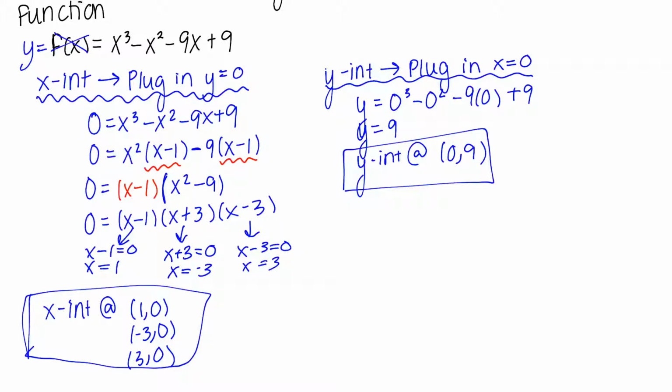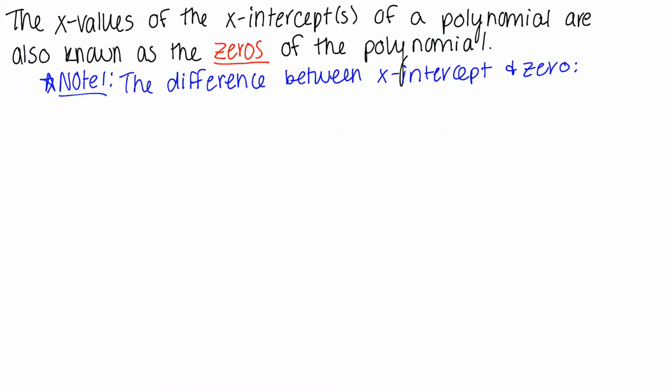Okay. So those are the x and y intercepts of a graph. We're going to go ahead and expand on that idea now. So let me go ahead and introduce to you a new but similar idea, the idea of a 0. So the x values of the x-intercepts of a polynomial are known as the zeros of a polynomial. So I want to make note of the difference between an x-intercept and a 0 because they are different, although Alex treats them as if the words are interchangeable, and sometimes I treat them as if the words are interchangeable. But I think it's worth pointing out the difference between the two.